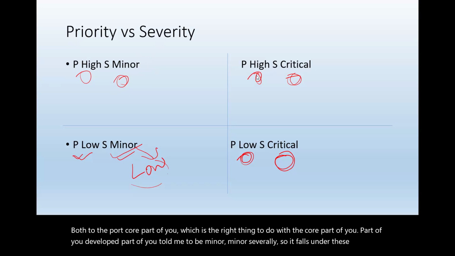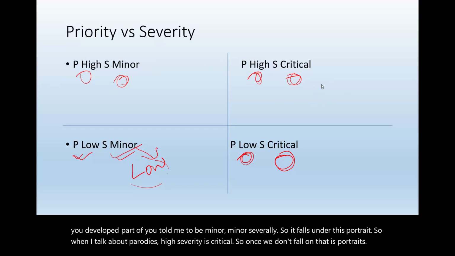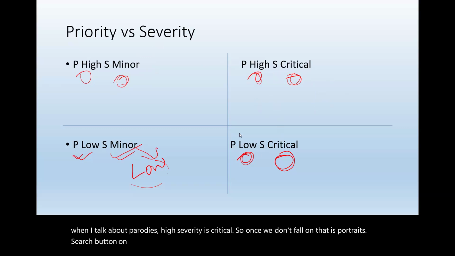So when talking about priority is high and severity is critical, what will fall under this quadrant? We can consider the search button on Google. Search button on Google, and what's going to happen right there?